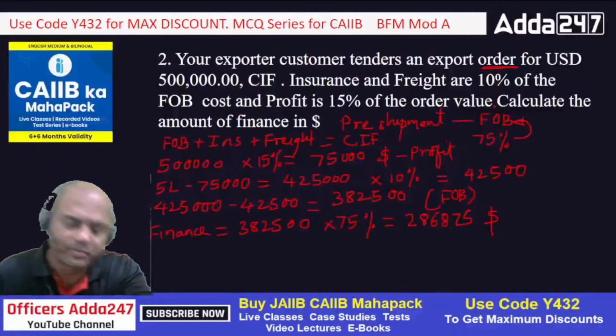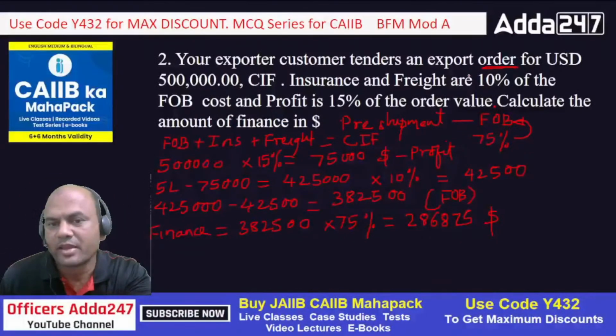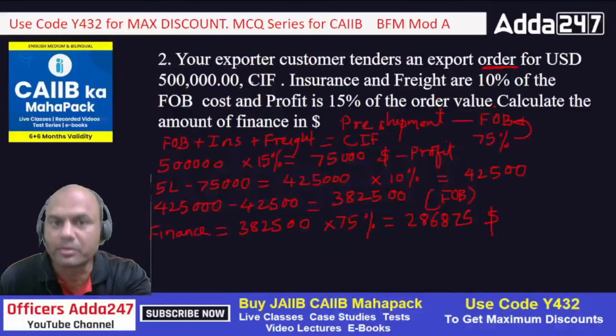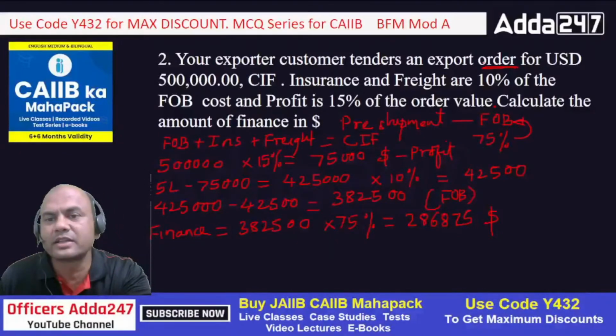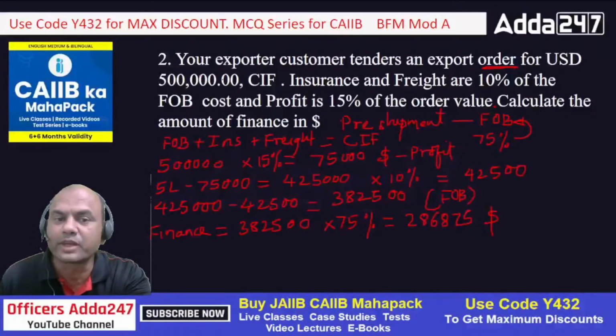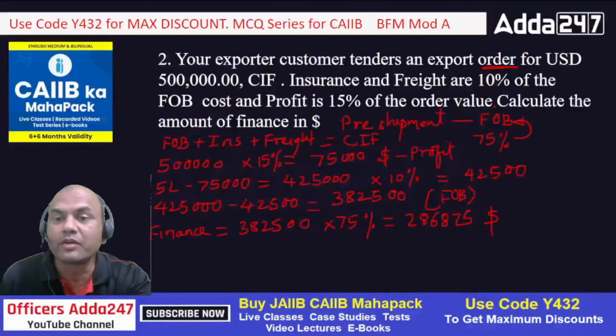Okay, next problem. Now this problem I've already made the calculations, but I will explain this problem to you. Why? Because this is a tougher problem. Let's see. Your exporter customer tenders... an earlier bill was for import. Now this is for export. Your exporter customer tenders an export order for USD 5 lakhs. Here I had earlier mentioned bill. So now it is order.